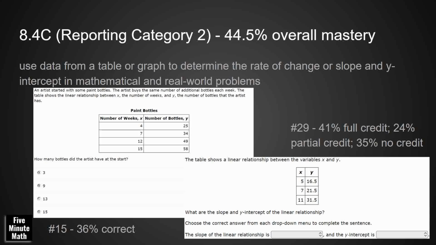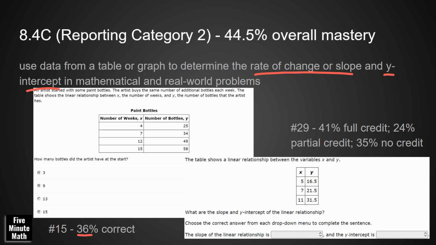Next, we are looking at 8.4C. This is reporting category 2, 44.5% overall mastery. We're looking at finding the slope or the rate of change, and the y-intercept, either from a table or a mathematical real-world problem. And in this case, it is the table for both of these items that we have here, number 15 and number 29. You notice we did a lot worse on number 15 here. So this is a real-world problem or a real-world situation.